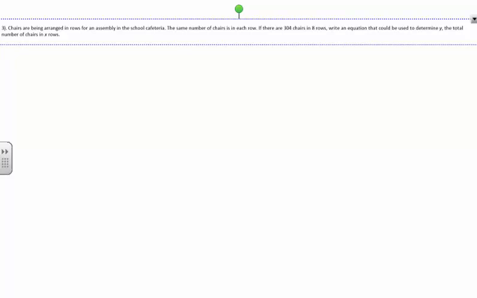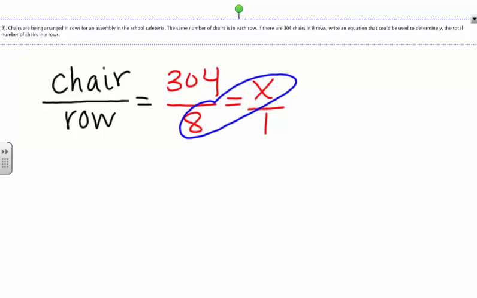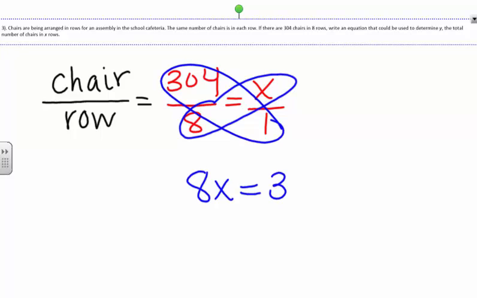Alright, so we're going to keep it with the same process that we've been using. We're going to compare chairs to rows because we're looking for 1 row. So we're going to put row in the denominator. If I were to fill in the information, I know that there are 304 chairs and 8 rows. So I'm going to put up my second ratio, x over 1. And if I were to cross multiply, 8 times x is 8x. And then 1 times 304 is 304.